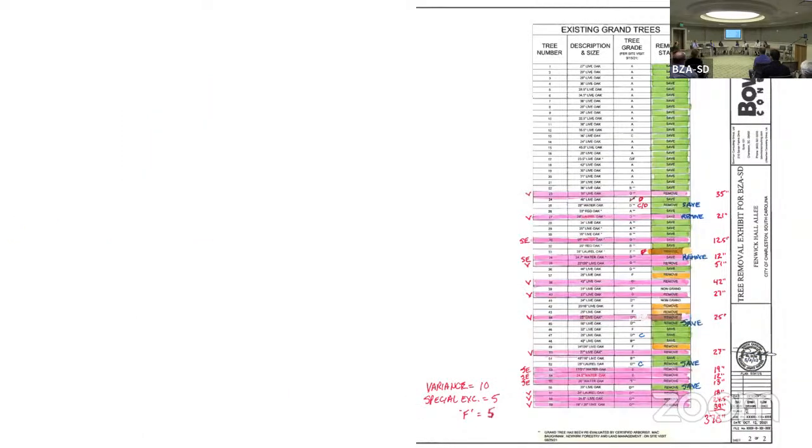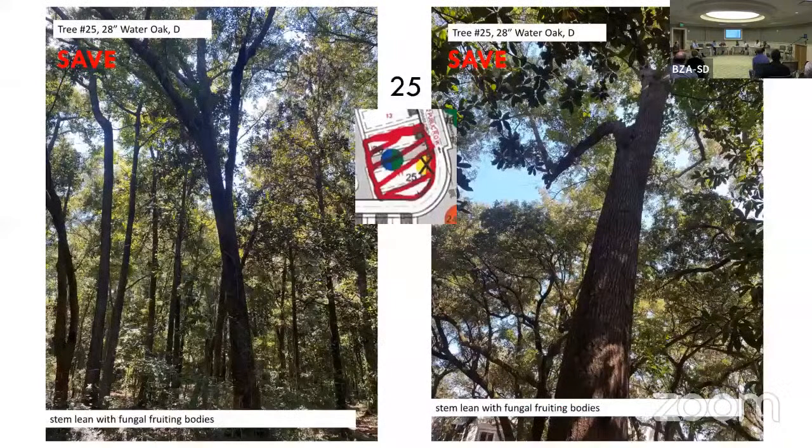This is the list of variance trees versus special exception trees. So there would be 10 variance trees and 5 special exception. And then I did this. This is kind of the tree that I felt, even though it's a water oak, if you give it the space and you keep surrounding trees, I think it has a chance. 28-inch water oak.